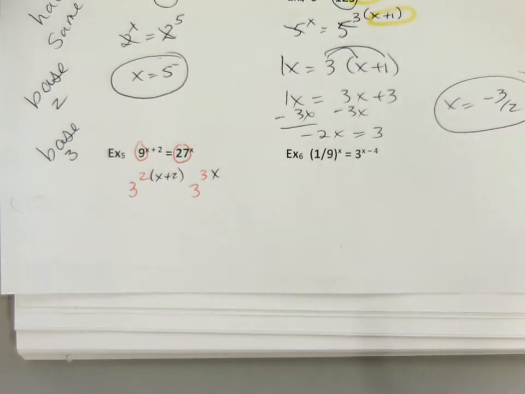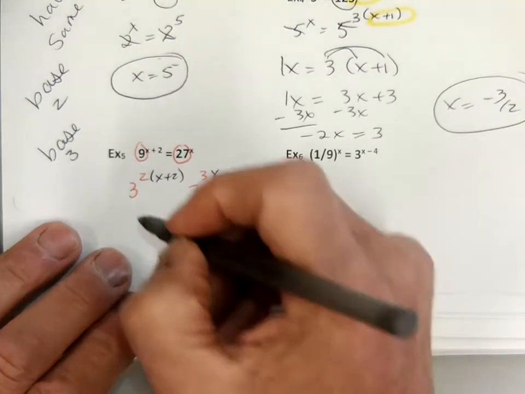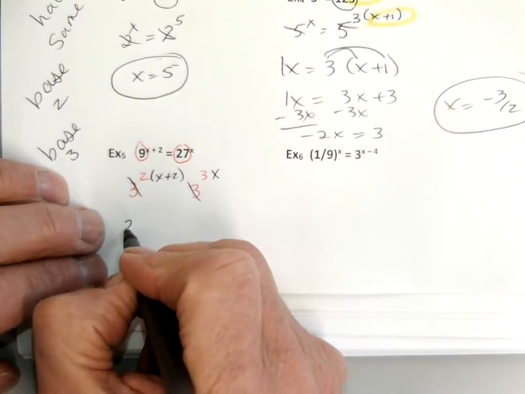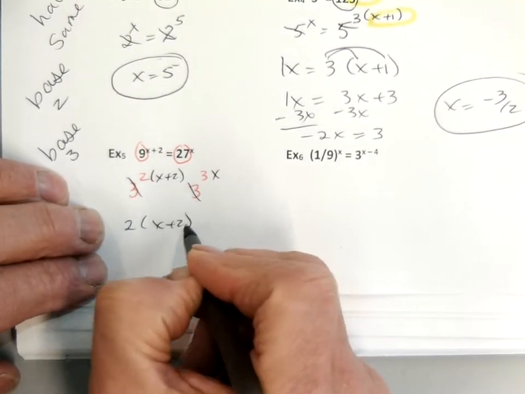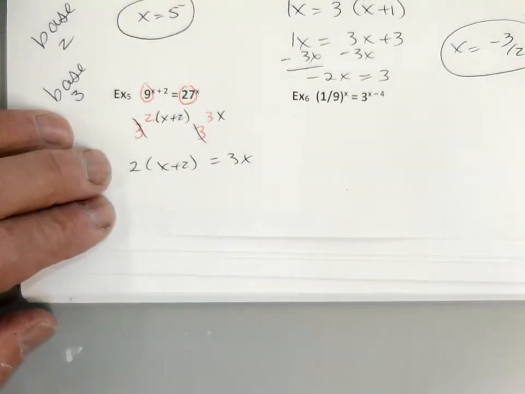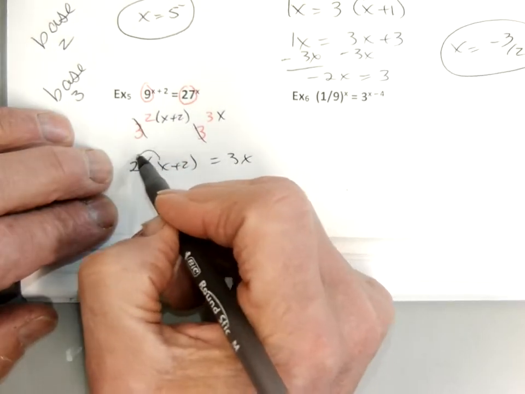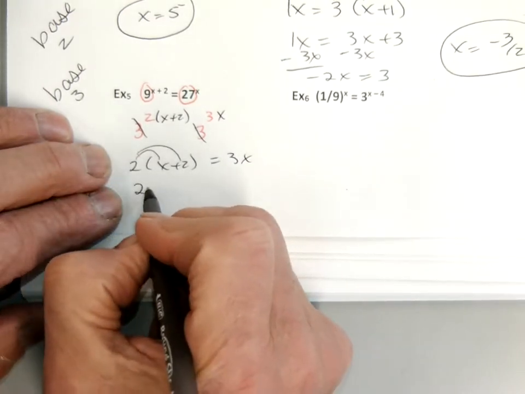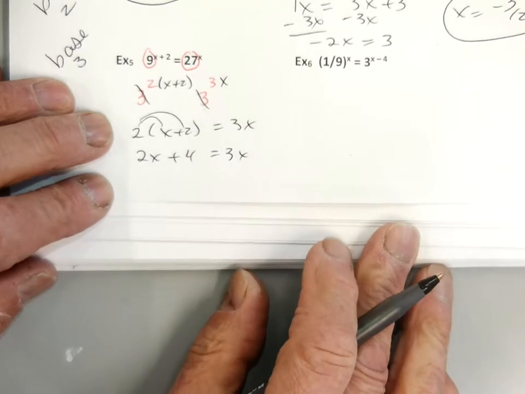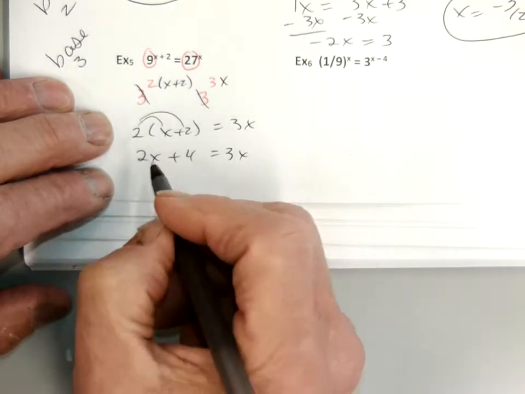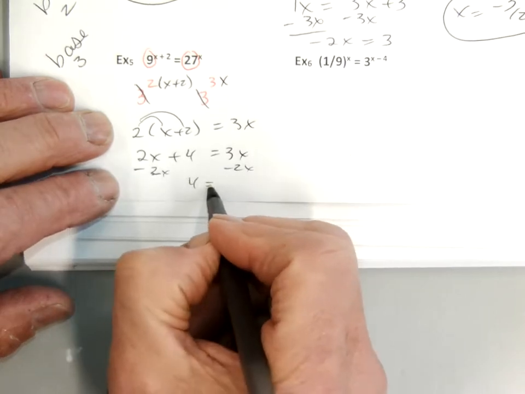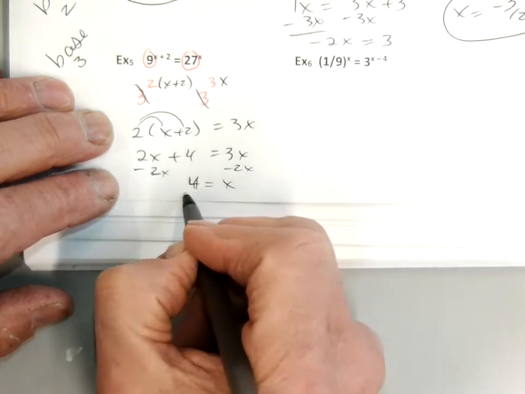Once I get the same base, we can cancel them out. And I have 2 times x plus 2 equals 3x. How am I doing? Distribute: 2x plus 4 equals 3x. Minus 2x, minus 2x. 4 equals x, and that's the answer. Cool.